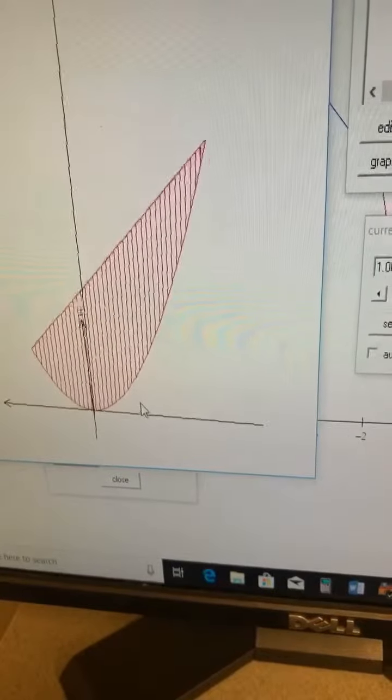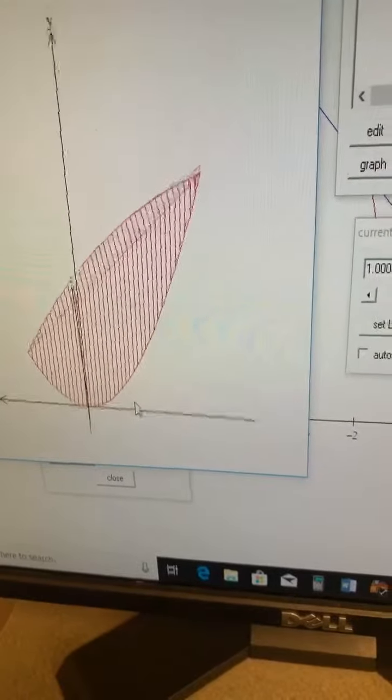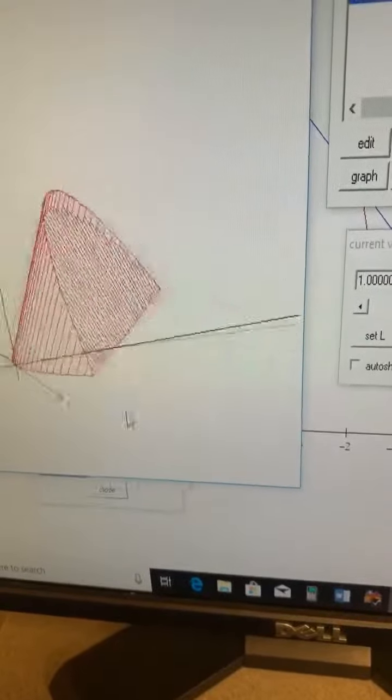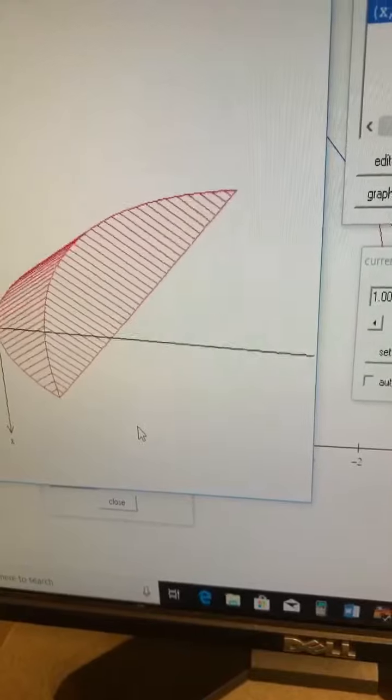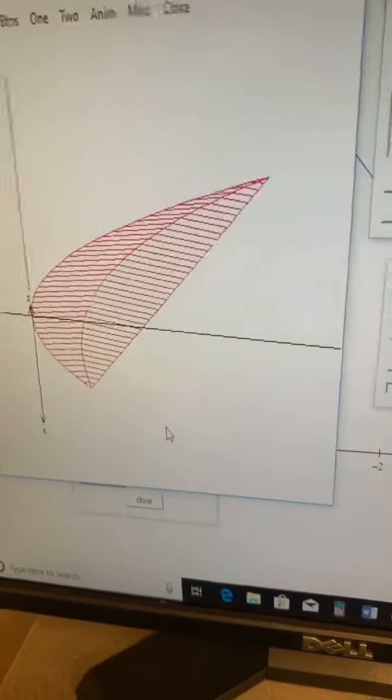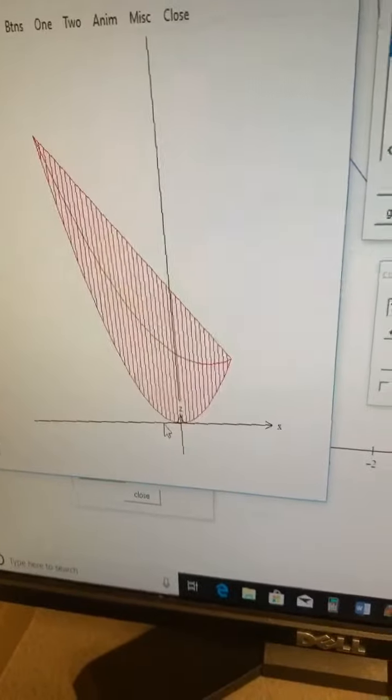That's what it looks like from the bottom. These are the sides of it. And now we're looking at the top of it. Known cross sections. There we go.